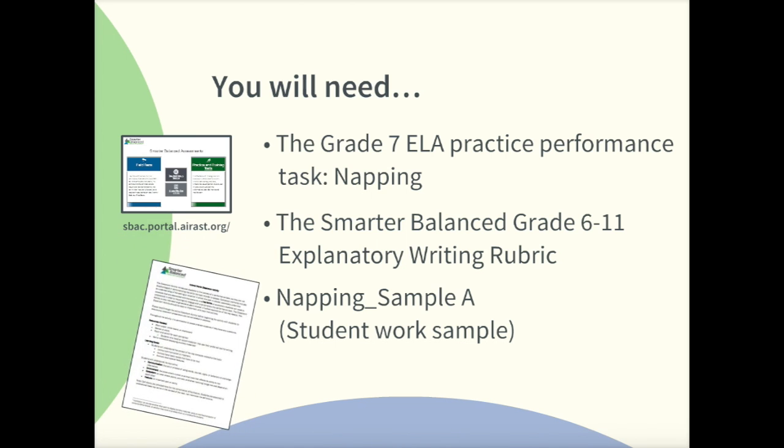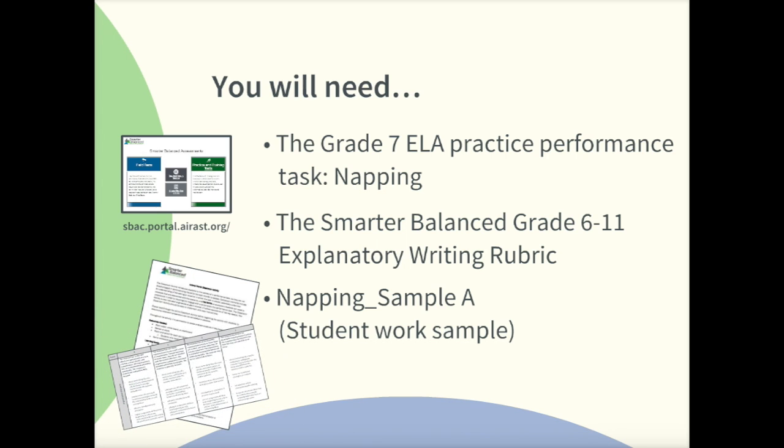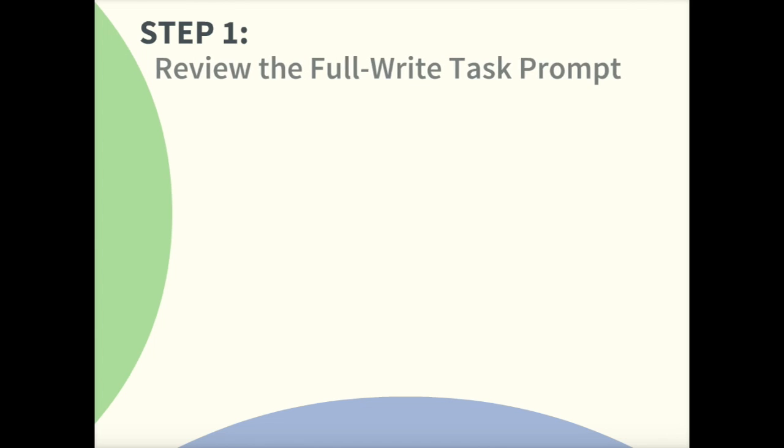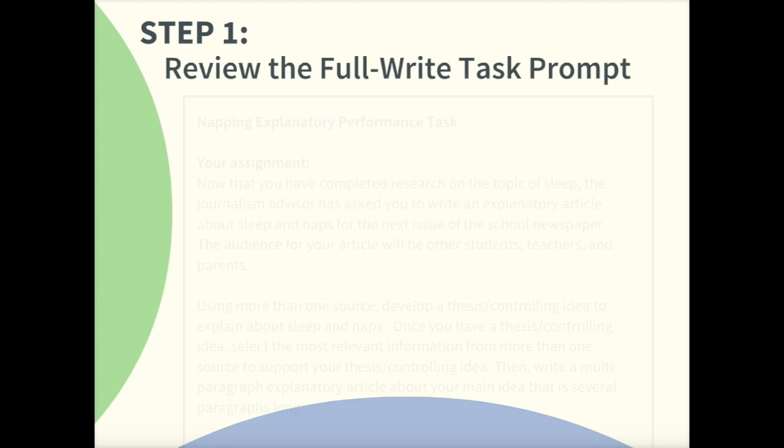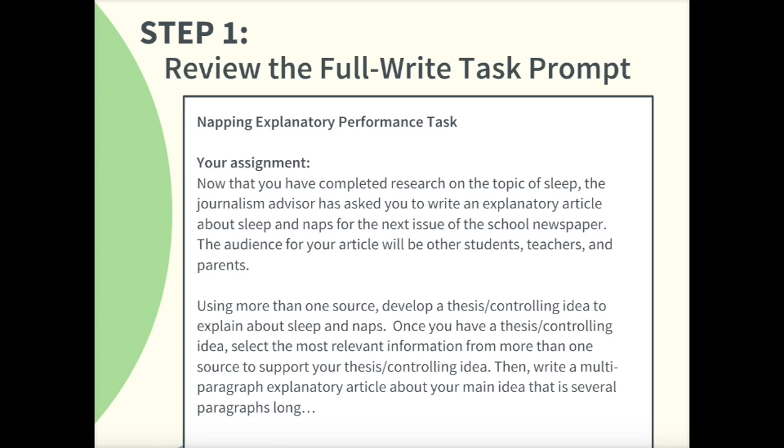Skim the Smarter Balanced Practice Performance Task and the explanatory writing rubric. The first step in the scoring process is to review the full-write task prompt. It's important to go back and quickly remind yourself of what the task prompt actually asked students to do. In this 7th grade explanatory task about napping, students are asked to produce a multi-paragraph explanatory essay about sleep and naps. Then, they are directed to use more than one source, of the 3 that are provided, to develop a thesis or controlling idea to explain about sleep and naps.